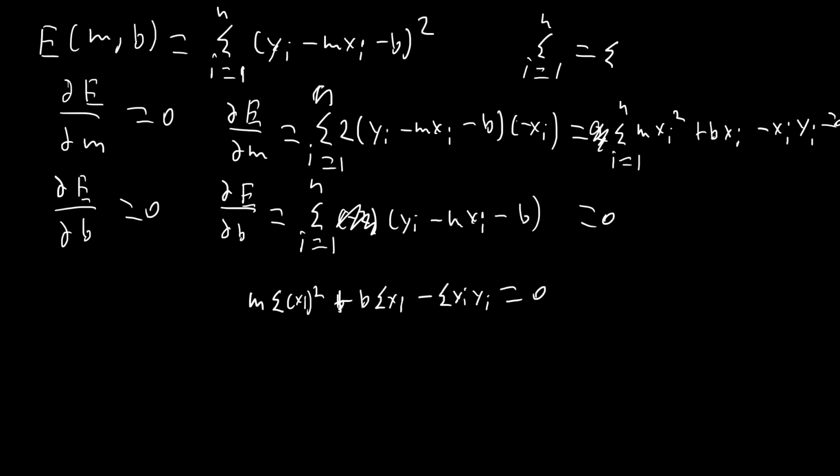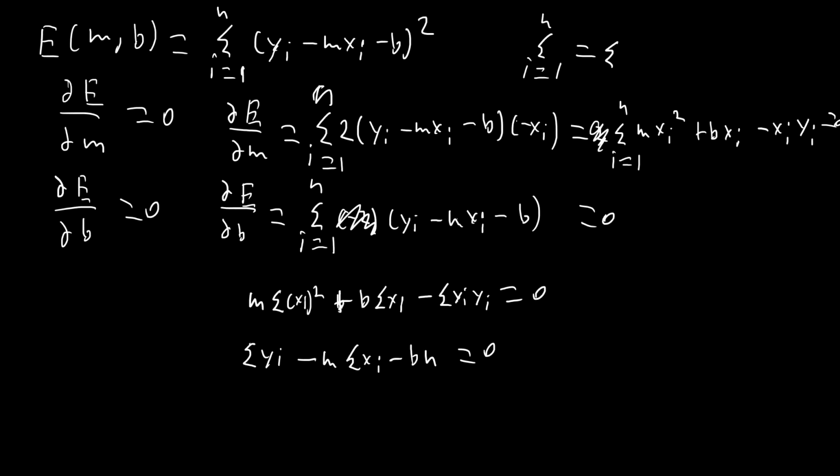And then on the bottom, we're just going to have the sum of yi minus m times the sum of xi. And then since we're just summing up b n times, that's going to be b times n minus b times n. So we can go ahead and solve. Usually I would solve using elimination, but since we're dealing with all these sums, I'm going to go ahead and just use substitution right here.